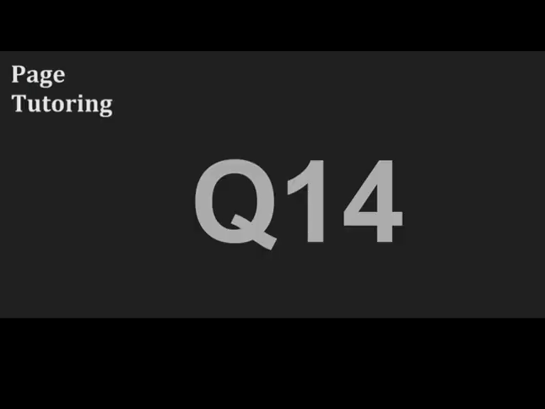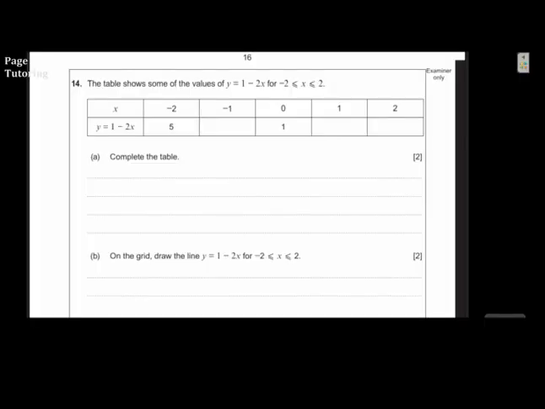Question 14. The table shows some of the values of y equals 1 minus 2x in the range of -2 up to 2. So you've got this table, and the table is incomplete, and this is quite a common question, usually, and in this case, they're going to ask you to complete that table. Now, how they've got them values in the table is they've just substituted that value of x into the equation y equals 1 minus 2x. And they've given you some room there so you can do that substitution.